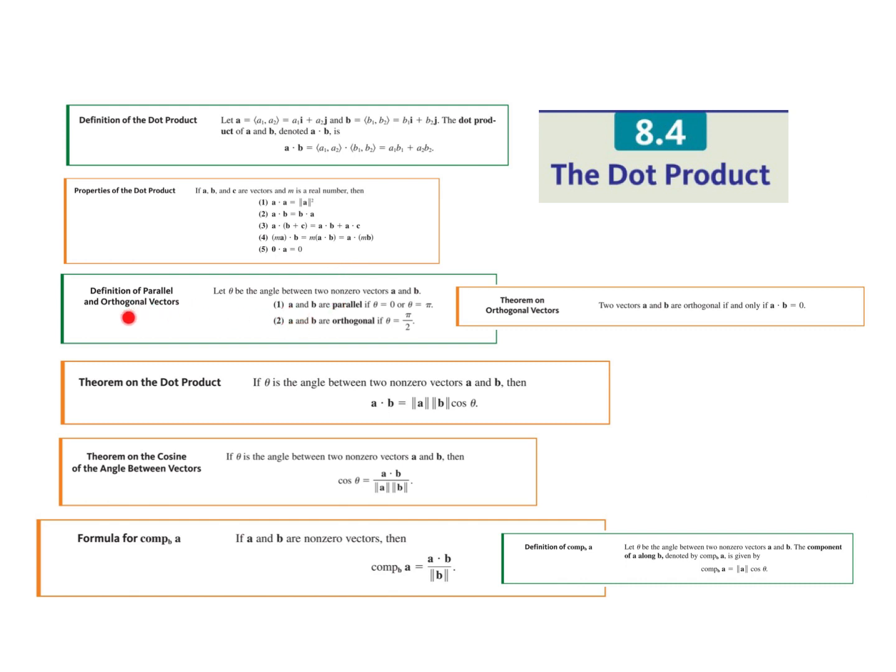All right, so now parallel and orthogonal vectors. Two vectors are parallel if the angle between them is 0 or pi. If they're opposite rays, think of a vector as a ray, then the angle between them would be 180 degrees or pi. And they're orthogonal if the dot product of the vectors equals 0.